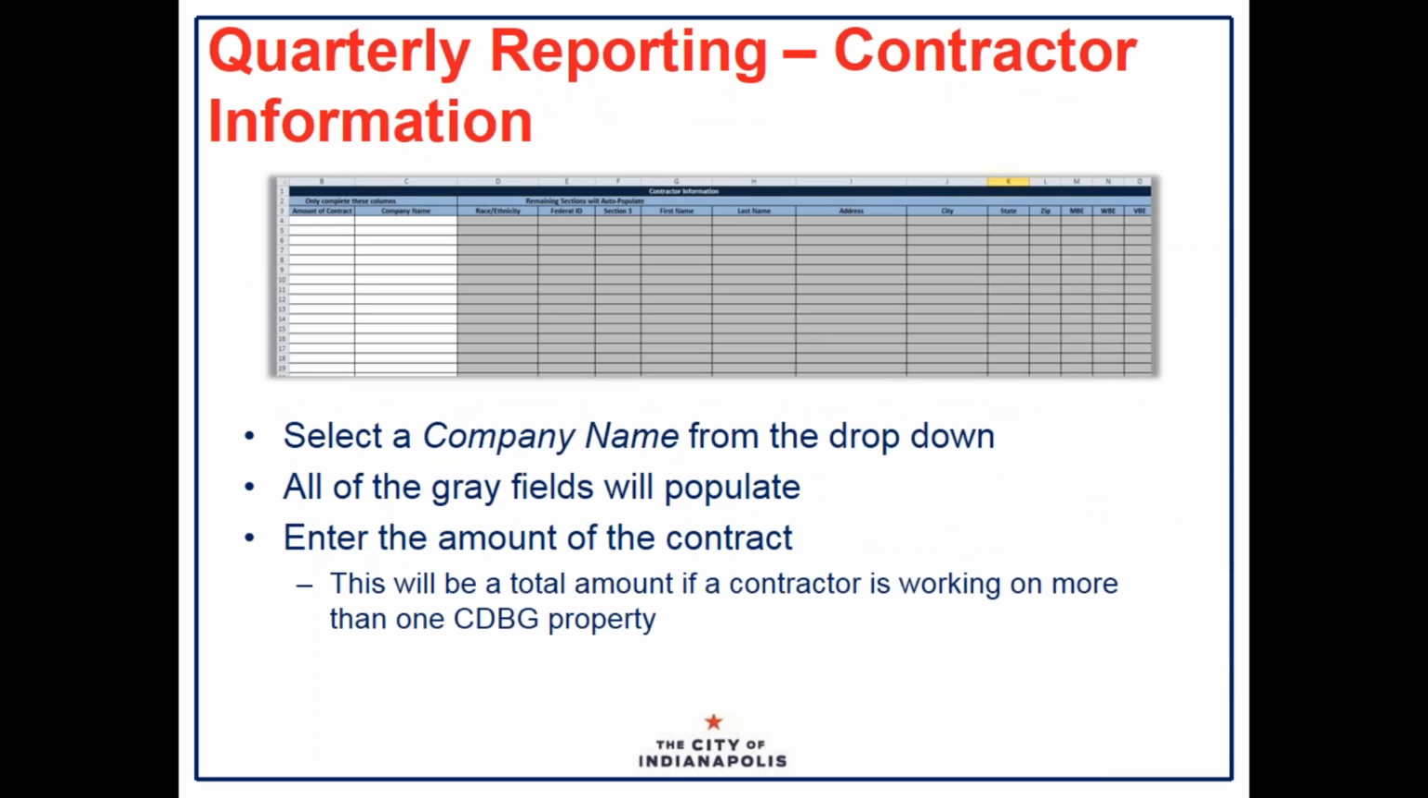And lastly, we have the contractor information tab. You'll want to select a company name from the drop-down. Again, do not type over the cells in this column. If you don't see the company name in the drop-down, then you'll need to send us the contractor request form. All of the gray fields will populate, so it's only those two first columns that you'll have to worry about. Enter the amount of the contract, and this will be a total amount if a contractor is working on more than one CDBG property.